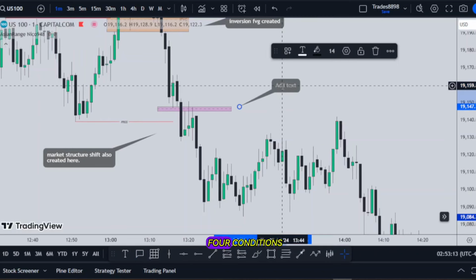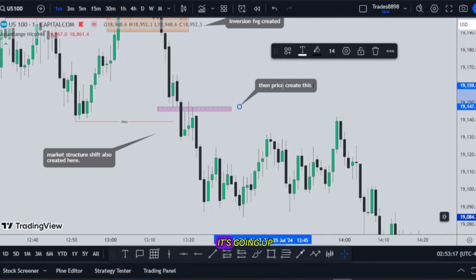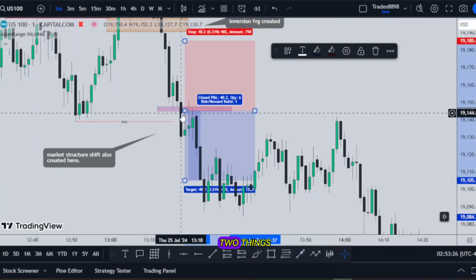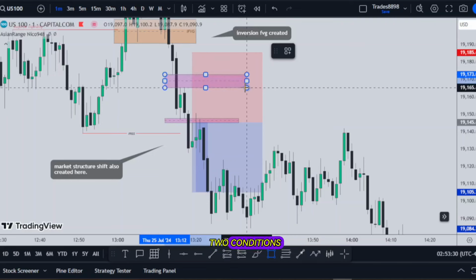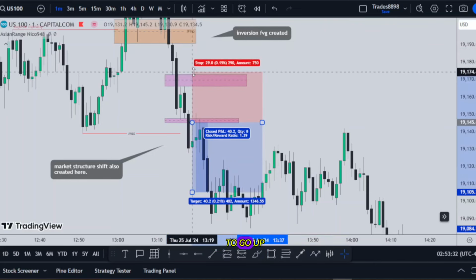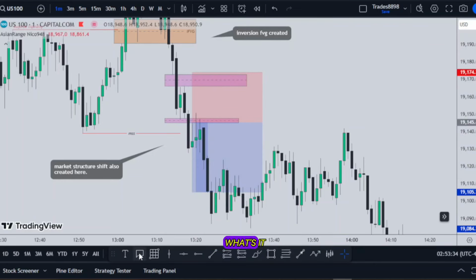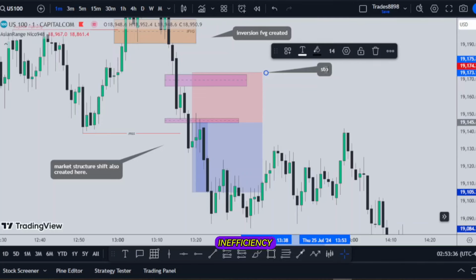You have 4 conditions divided into 2 premises. It's going up to do one of 2 things: go in and revisit an inefficiency, a fair value gap, or it's going above an old high for buy side liquidity. 2 things to worry about, folks. That's it. It's only 2 conditions. If it's not likely to go up, it's going to go down. So what's it going to reach for? The nearest inefficiency, fair value gap, or the nearest short-term low.